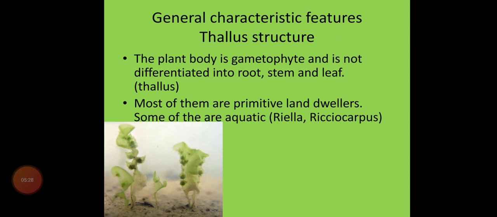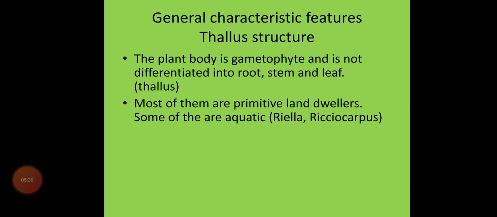Riella and Rhizocarpus, see the pictures, these are bryophytes. The plant body has a root-like structure, and stem and leaf are present. It's differentiated, but it lives in water. That's why they are called aquatic bryophytes.